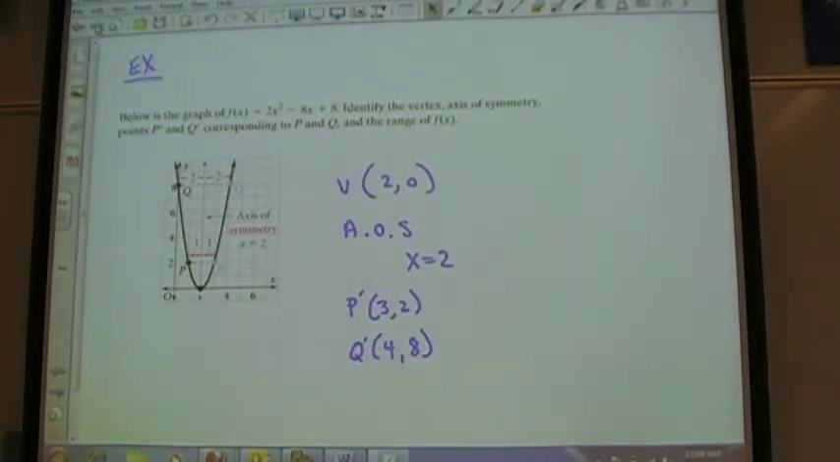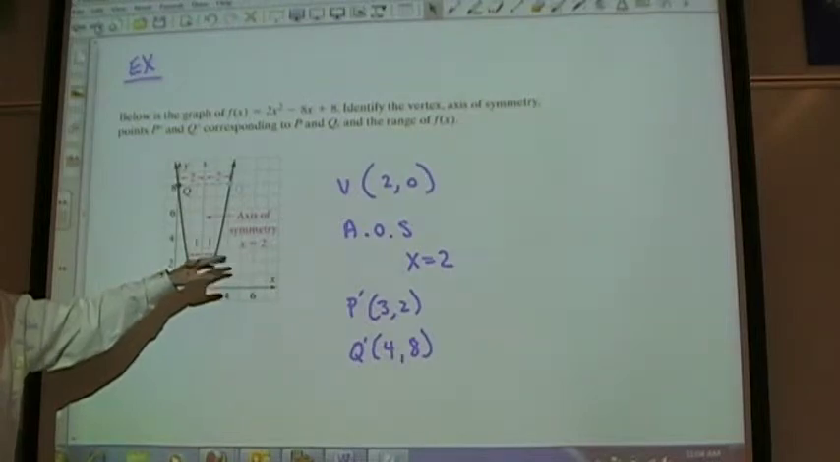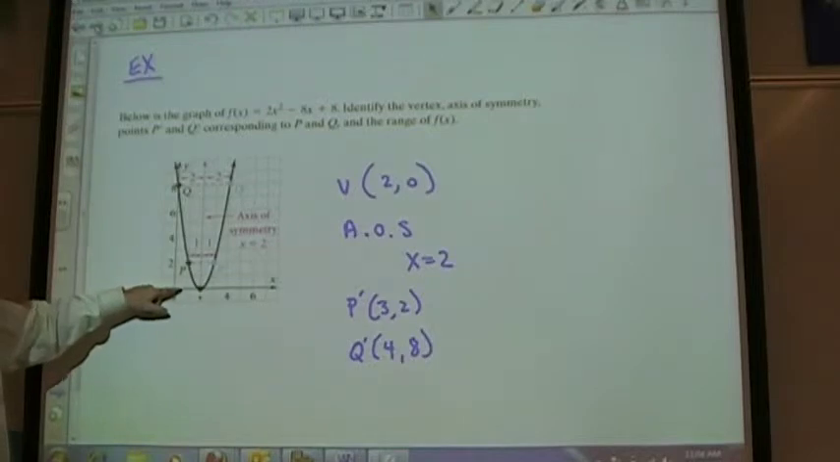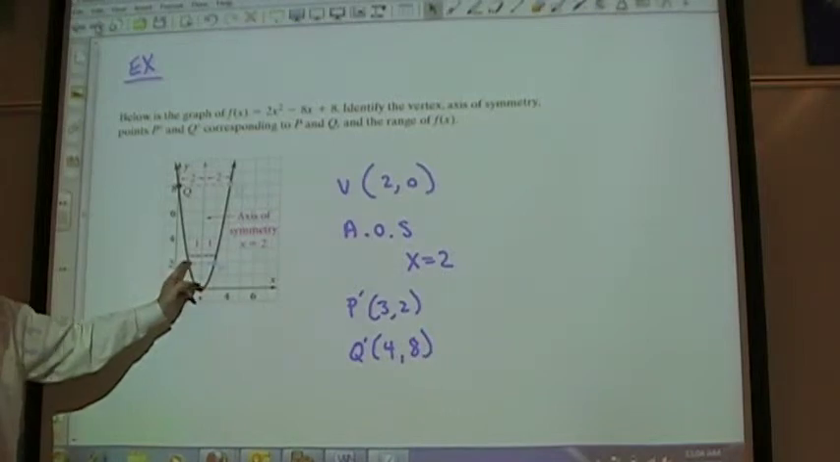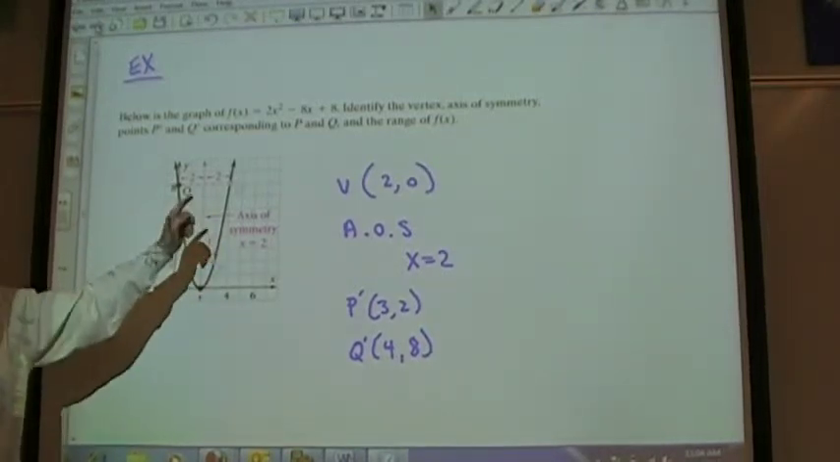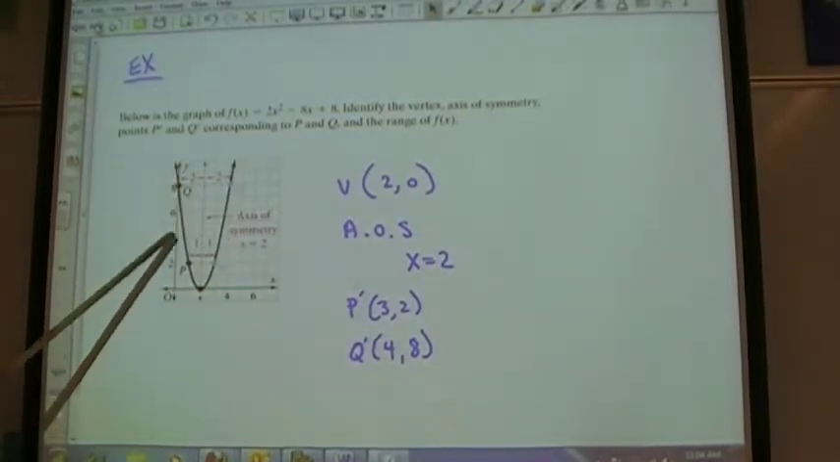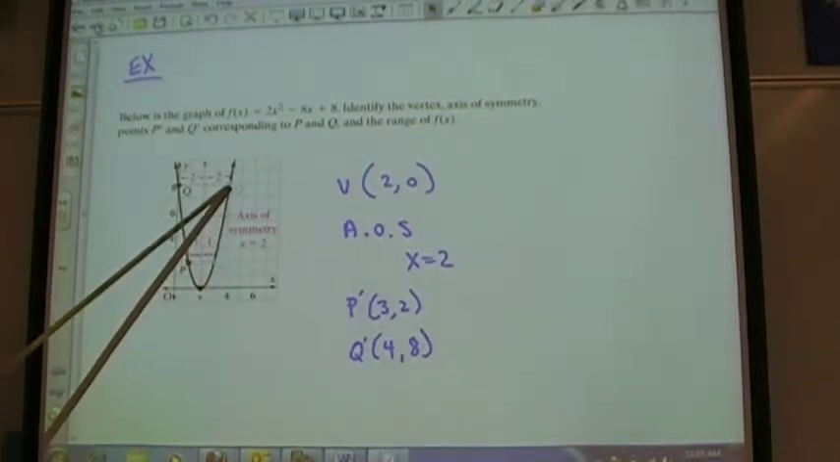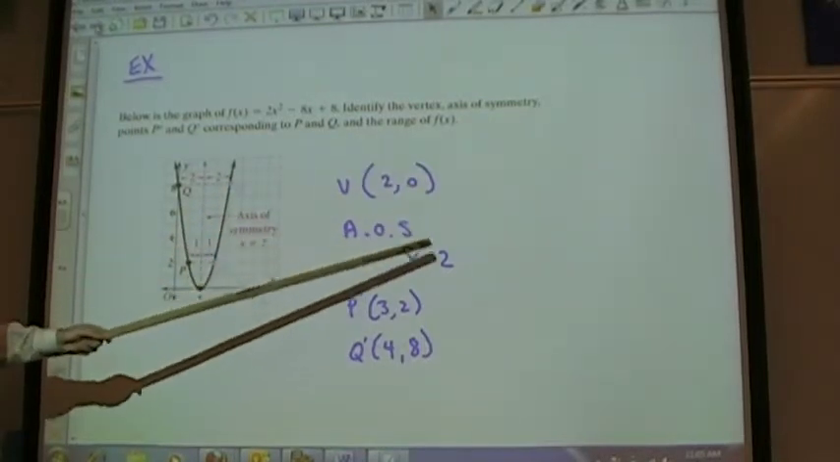Now, corresponding points. Since a parabola is symmetrical, you always want to pick corresponding points when you do your table. We won't get into the table yet. But here's P. What are the coordinates of P? 1, 2. So P prime needs to be the same distance from the vertex on the other side. So it is what? 3, 2. Q is 0, 8. So what is Q prime? 4, 8.